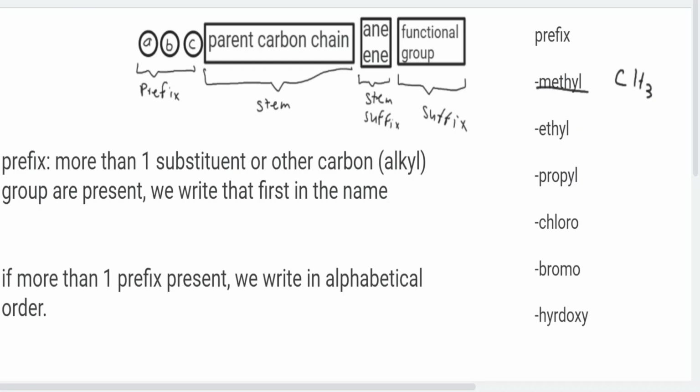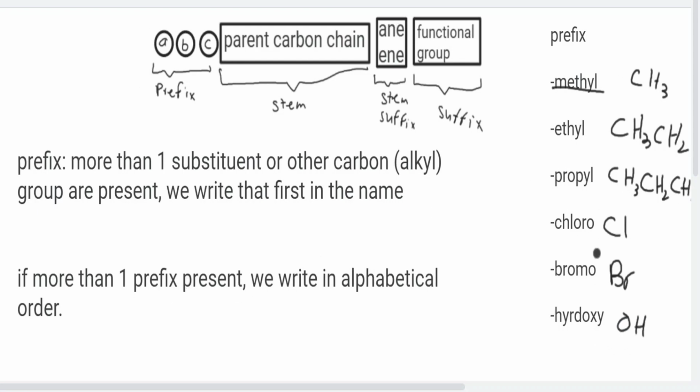Then comes the ethyl, which is CH3, CH2. Then comes propyl, which is CH3, CH2, CH2. Then comes chloro, which is chlorine. Bromo is bromine, and hydroxy is an OH group. If more than one prefix is present, meaning if I have a chlorine as well as a bromine as well as a methyl group, we will write in alphabetical order. That means bromine B comes before C and C comes before M. So I write bromo first, then I write chloro, then I write methyl.